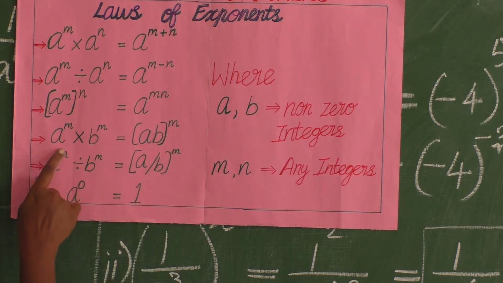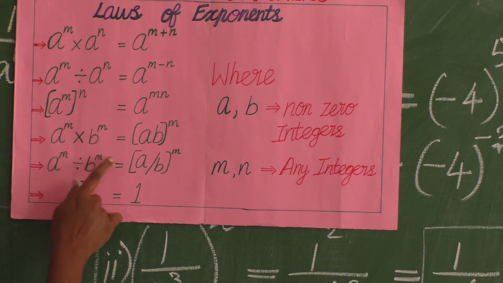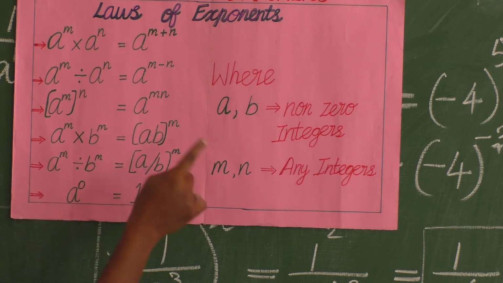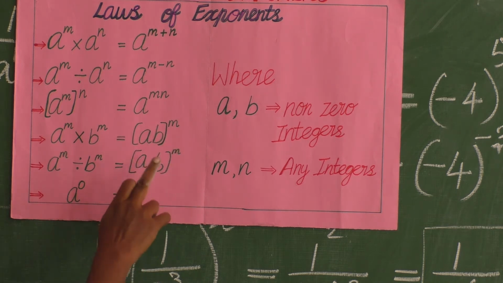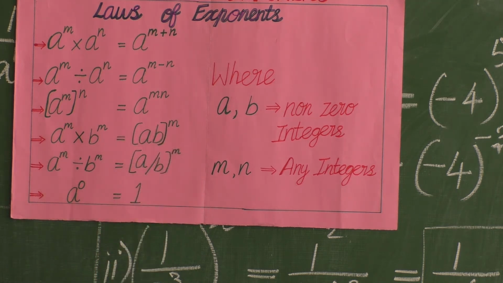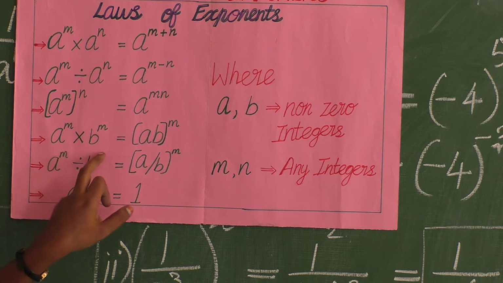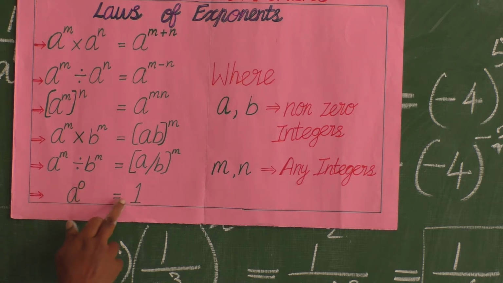Clear, children? a^m divided by b^m is equal to (a/b)^m. For the given division, their power is common. Understood? The next one is a^0 is equal to 1. Whatever may be the base, if the power is 0, the given value is totally equal to 1. Okay? Anything power 0, nothing but a^0 is equal to 1.